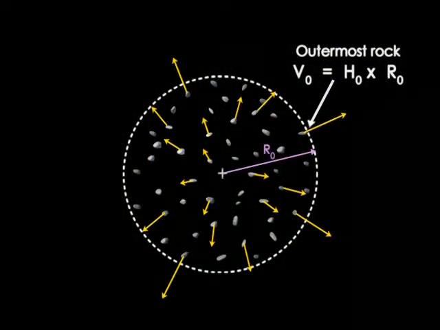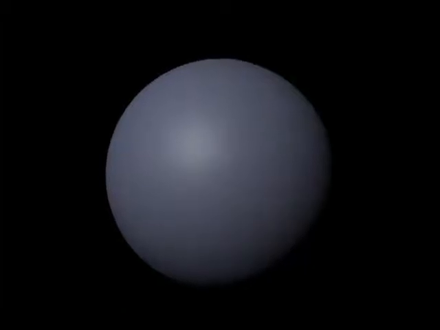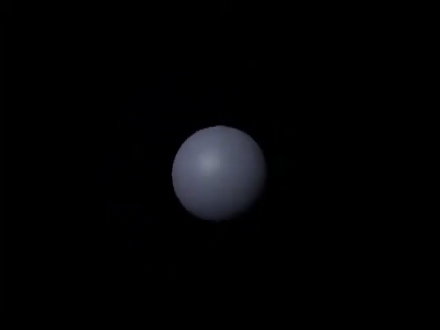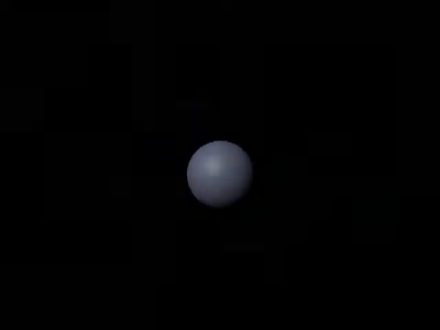Now, it also turns out that what's true for the outermost rock is true for all of the rocks. So the entire set goes out and either recollapses or continues forever. Which situation occurs depends on how the initial outward speed compares to the backward strength of gravity.